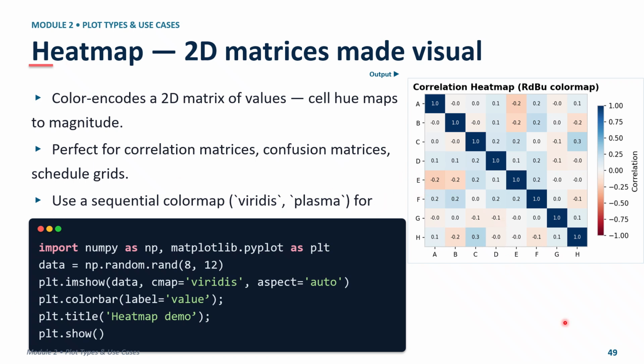Now let us look into the code. You can import the matplotlib library and generate random numbers ranging from 8 to 12. Once the random numbers are generated, you can use the imshow method to show the heat map. You can give the color bar, the labels and the title for the graph. This is how the heat map can be used to visualize a 2D matrix.